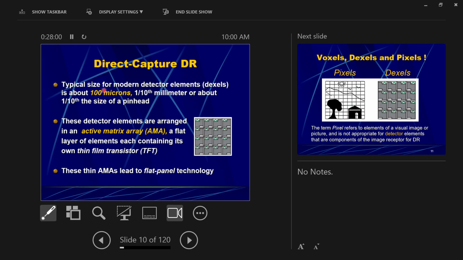These detector cells in real life are about a tenth of a millimeter across. So a tenth of a millimeter square. They're teeny. The head of a pin is about a millimeter across. These are about a tenth of that. So they're below the threshold of human vision. You can't see a detector cell.